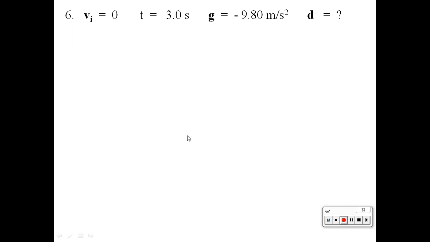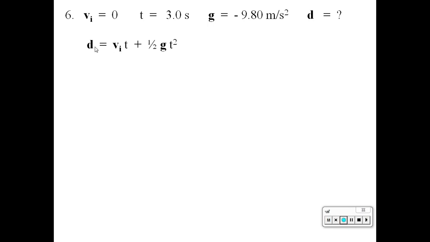Number 6 involves a rock being dropped from a bridge. So it's a vertical problem, so it involves the acceleration of gravity g. It's dropped from rest for 3 seconds. And we want to know how high is the bridge over the river. So how far will the rock be displaced from top to bottom?